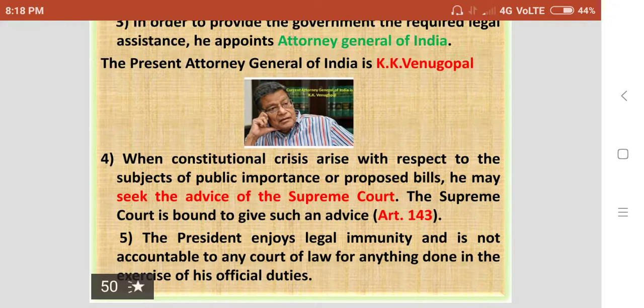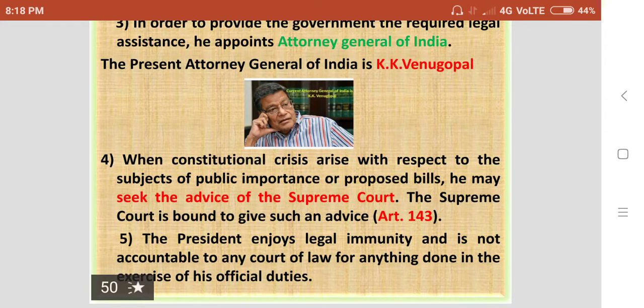So I think this is enough for today. So I will conclude here. So let me continue in the next class the other powers and functions of the President of India.